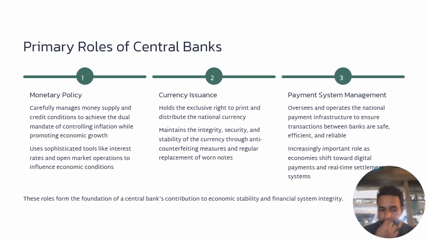Okay, slide 5. The primary roles of a central bank. Basically, they have monetary policy, which carefully manages money supply and credit. Then we have currency issuance, holding the exclusive right to print and distribute national currency. After that, we have payment system management, which oversees the country's payment infrastructure to ensure transactions are safe and trusted.